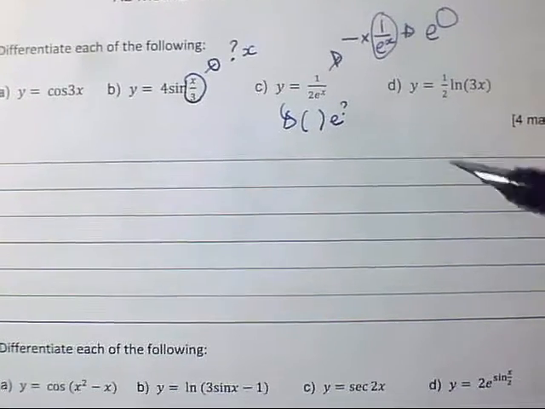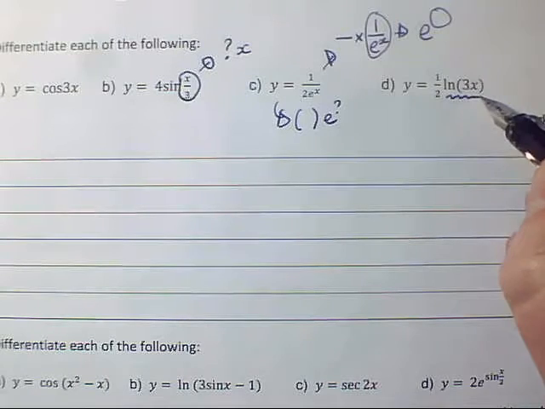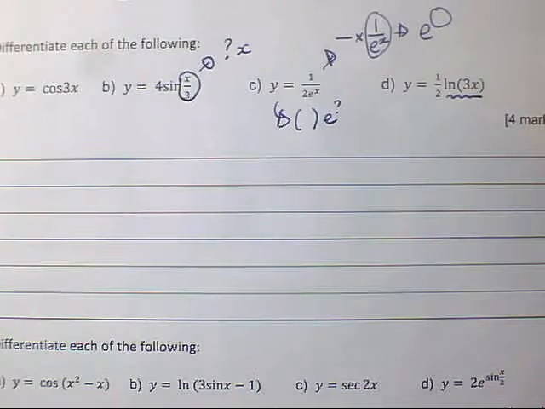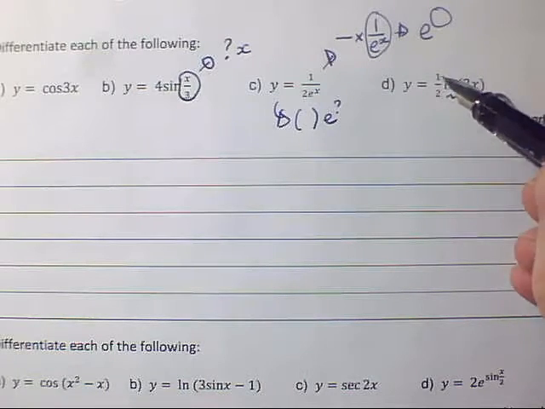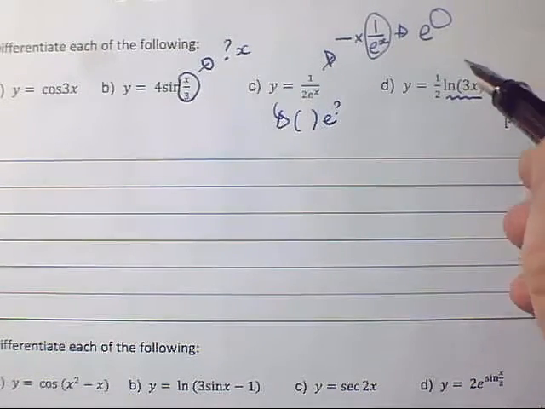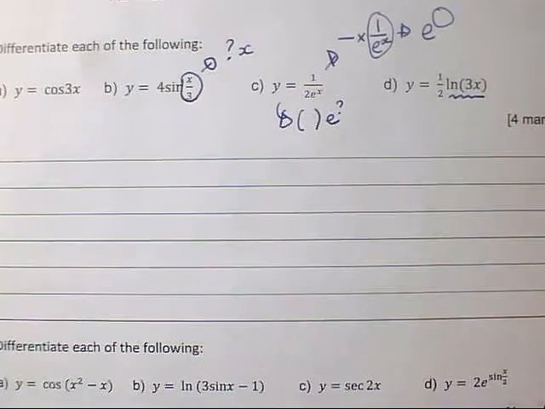Okay, and the final one is just testing your knowledge of the rule for differentiating a log. You need to be able to deal with what's inside the log correctly. And then we've just got a half in front. Now, if you can differentiate log of 3x, then differentiating a half log of 3x, this half is just a constant multiple that is preserved throughout the differentiation. Okay, so I hope that gives you some tips you can use on those.